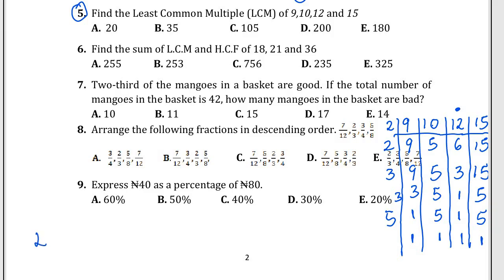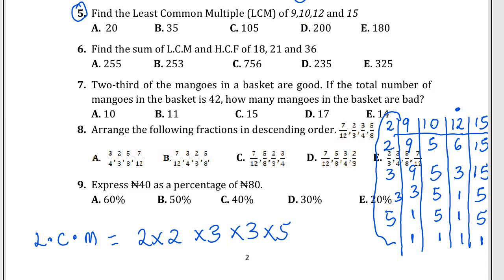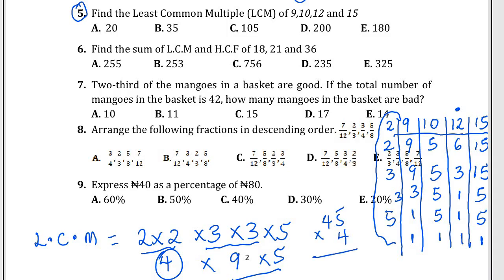So the LCM will be a product of the divisors. The divisors are just these values, which is 2 times 2 times 3 times 3 times 5. Is that okay? Now, multiply this way. 2 times 2 is 4. 3 times 3 is 9. Then bring down 5. 4 times 5 is 45. So 45 times this 4 will give you your answer. 4 times 5, 20 is 0, carry 2. 4 times 4, 16 plus 2, 18. LCM is 180. So our right option is E.